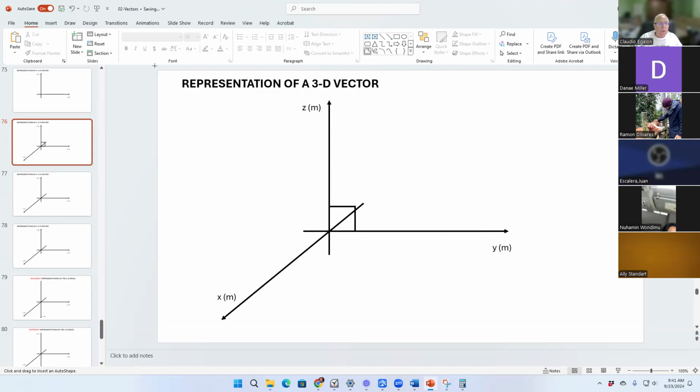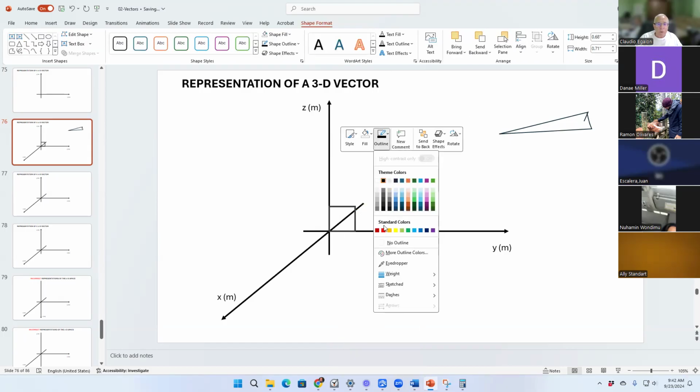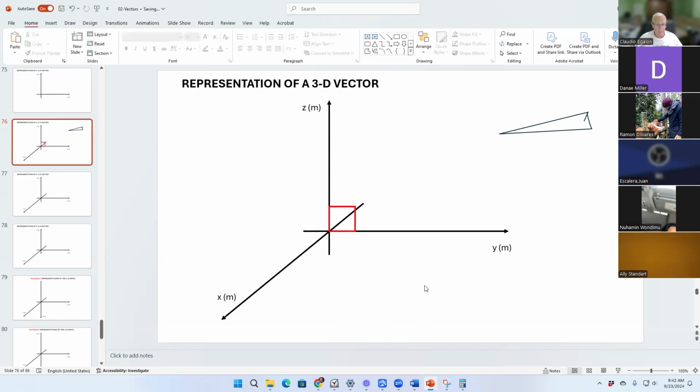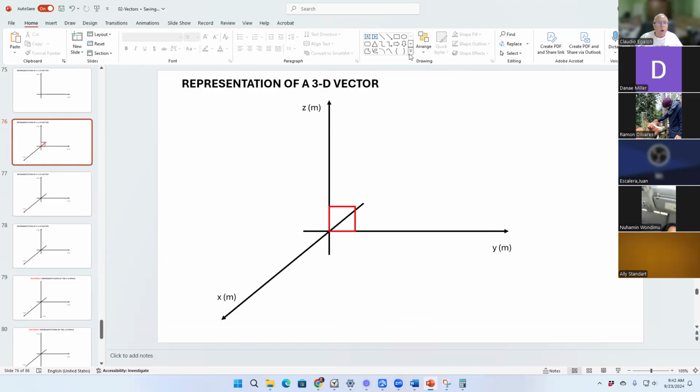And maybe instead of black, we should do a different one. Okay. Yeah, let's do red, right? So it doesn't disappear in there. Another one. Let's see if I draw it properly.